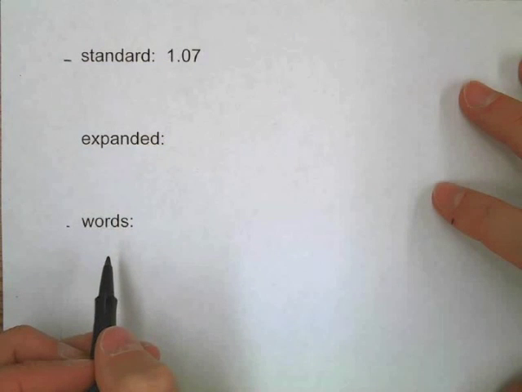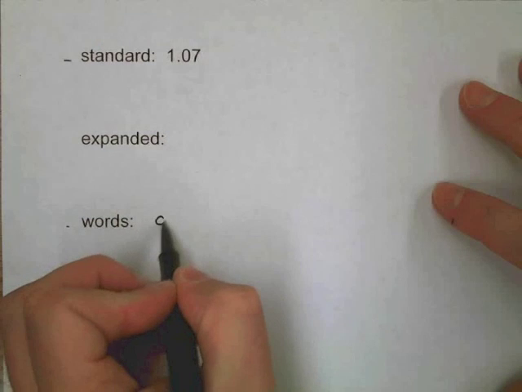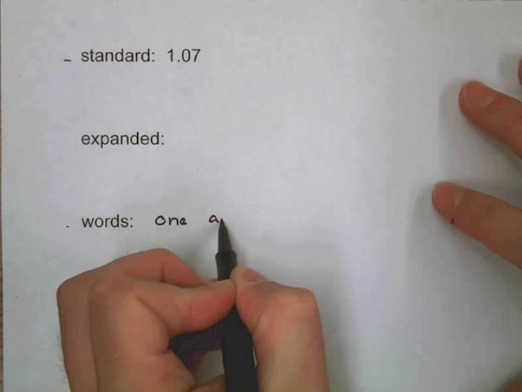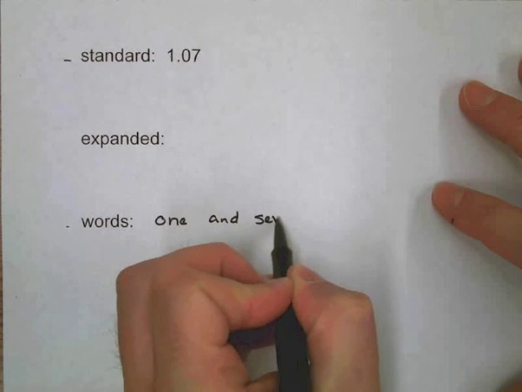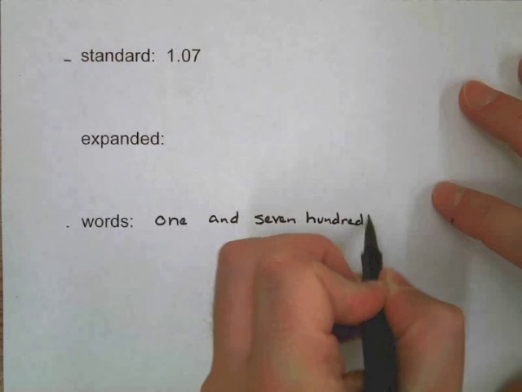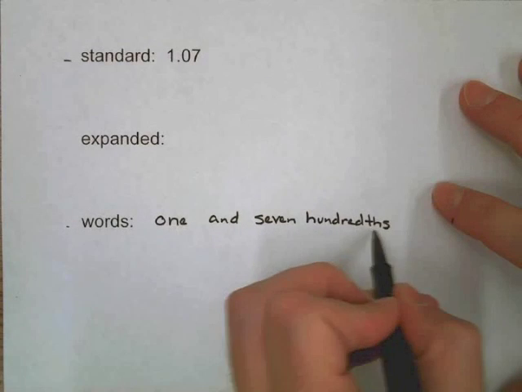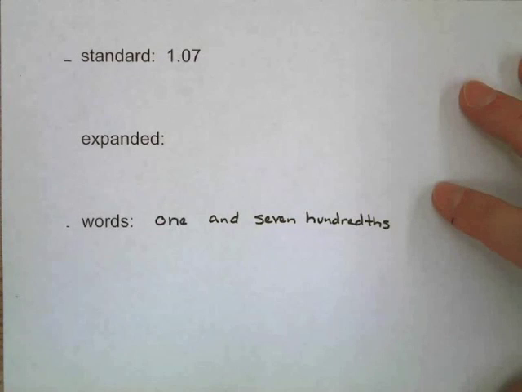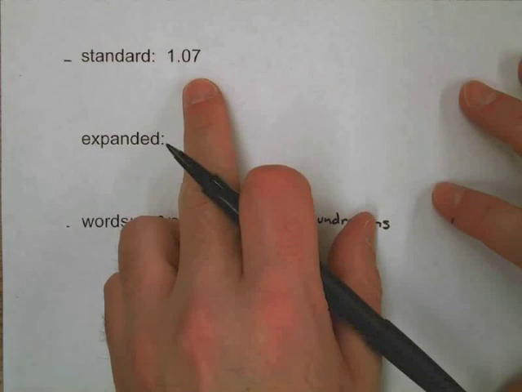And if I can say it out loud, I can write it with words. 1 and 7 hundredths. So hundred with a th at the end, hundredths. 1 and 7 hundredths.